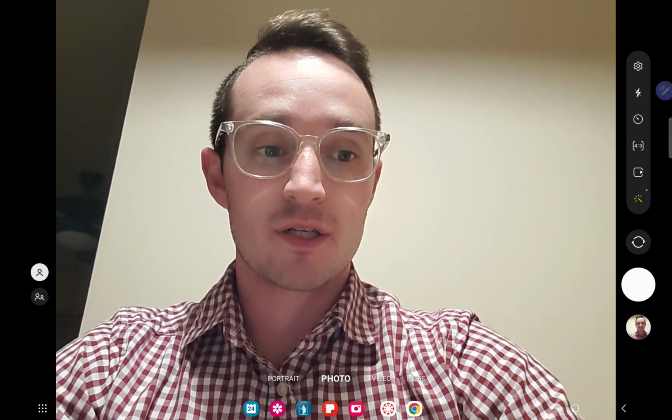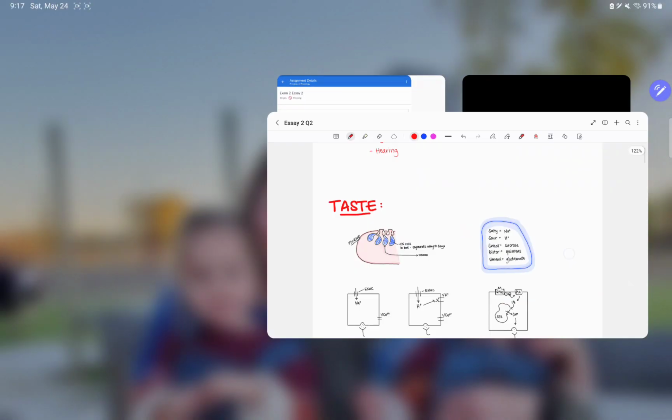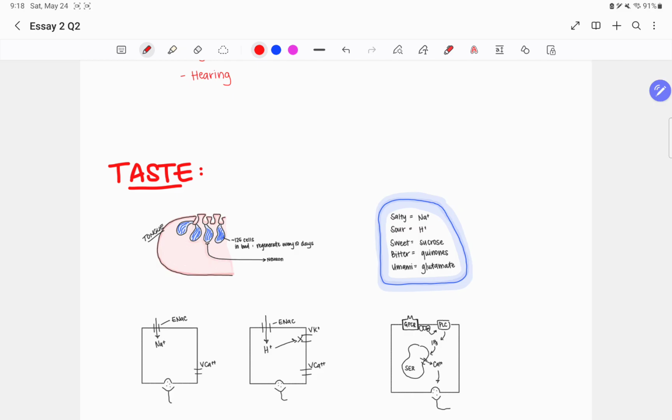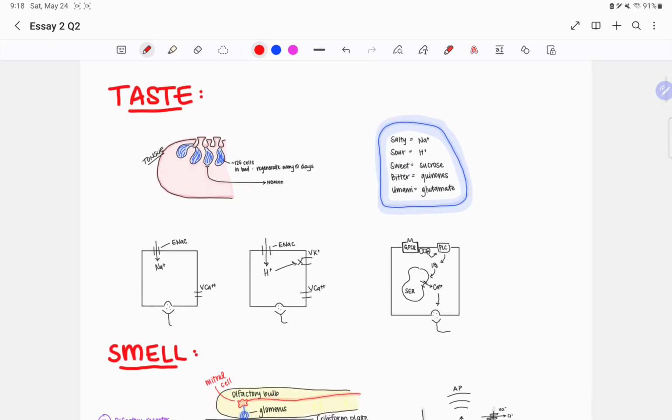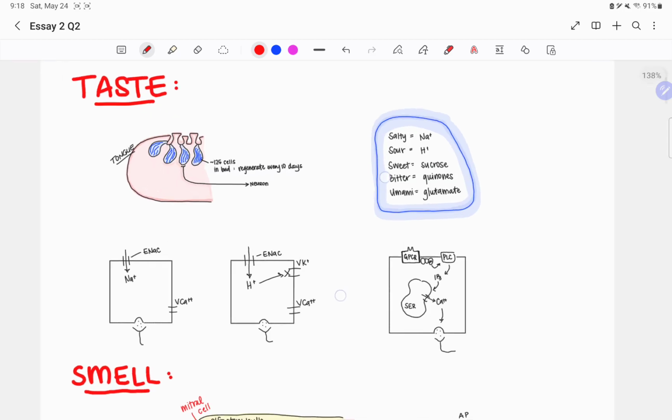Anyways, we're going to talk about some senses today. So hang tight. Like I said, senses: we're going to talk about taste, smell, sight, and hearing. We're going to start out with taste. I've kind of found that having everything drawn out helps the flow of things, so I'll do some highlighting and talk about what's going on here.